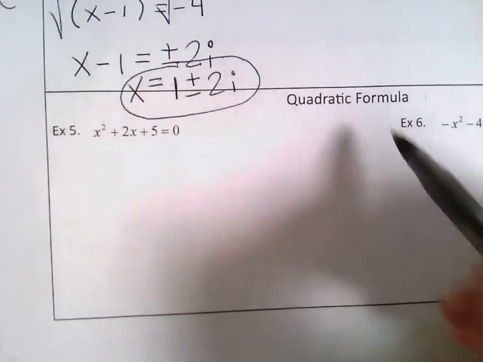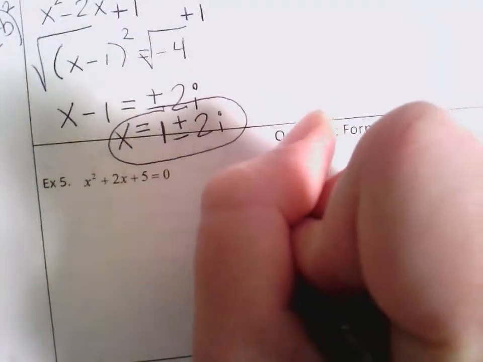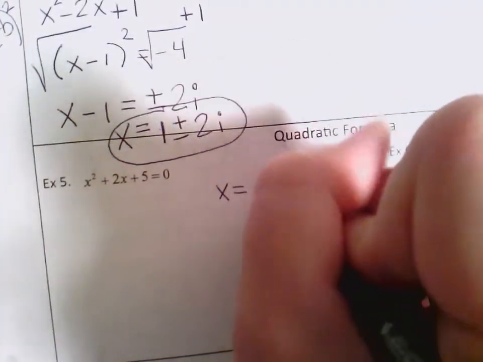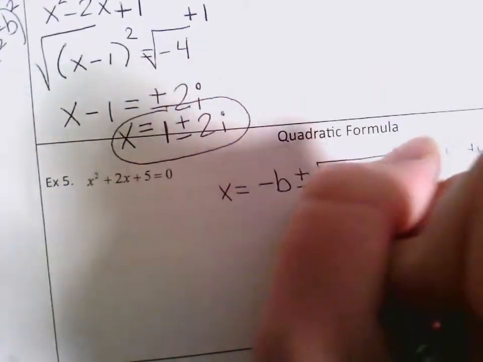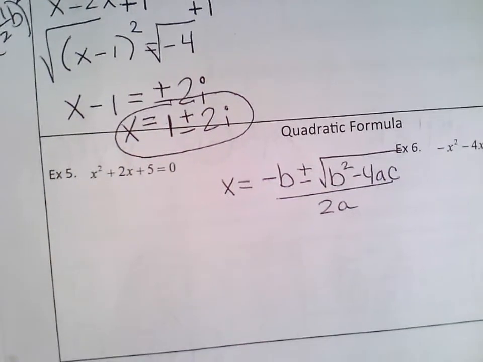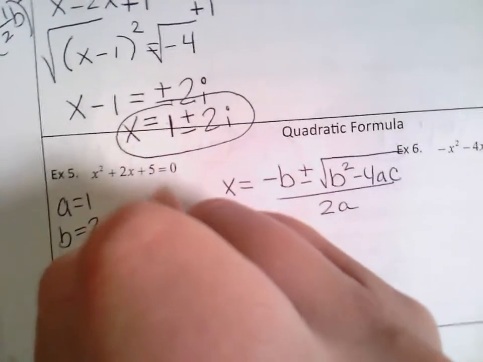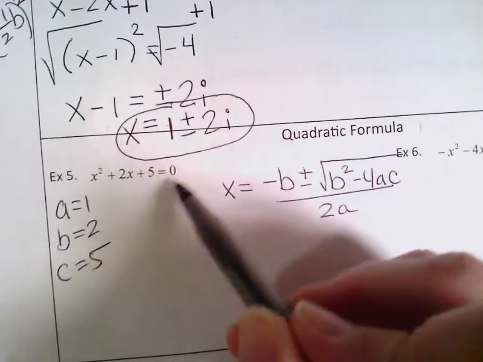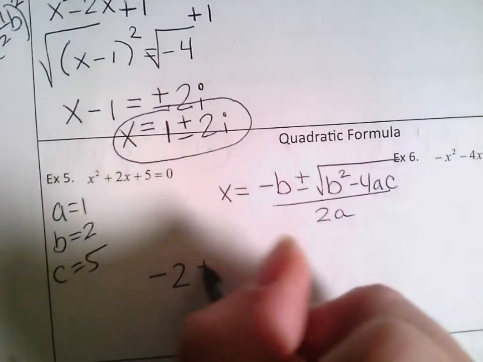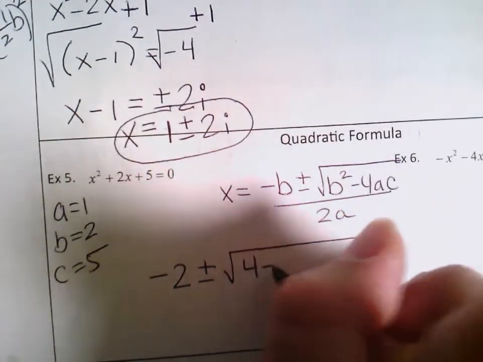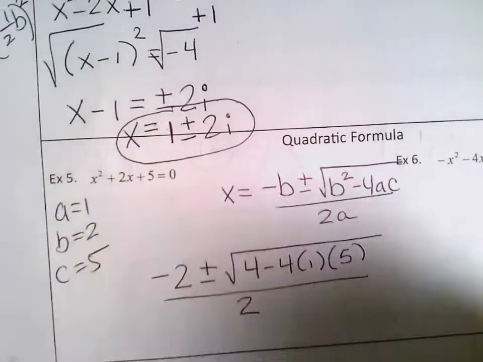All right, and so the last is the quadratic formula. So if you don't have that memorized, it's that x equals the opposite of b plus or minus the square root of b squared minus 4ac all over 2a. A in this case is 1, b is 2, and c is 5. And it has to be equal to 0 to use the quadratic formula, which it is. So I'm going to do the opposite of b plus or minus the square root of b squared minus 4 times a times c all over 2a.